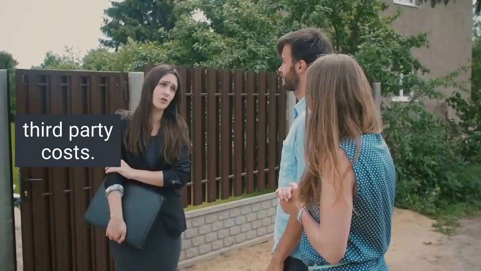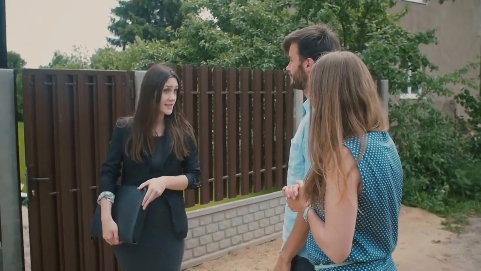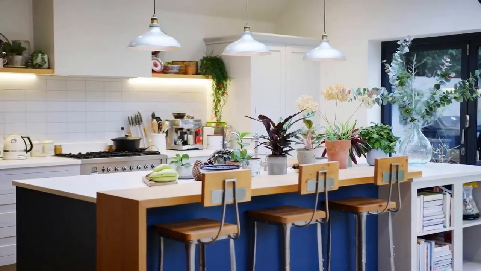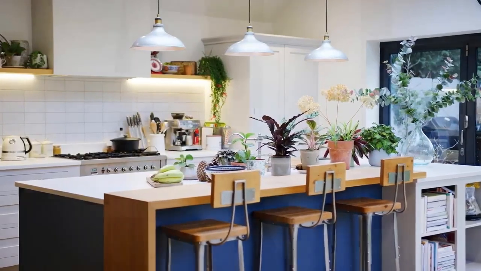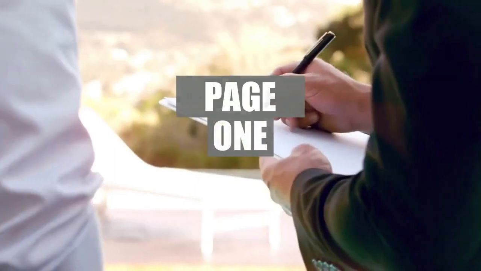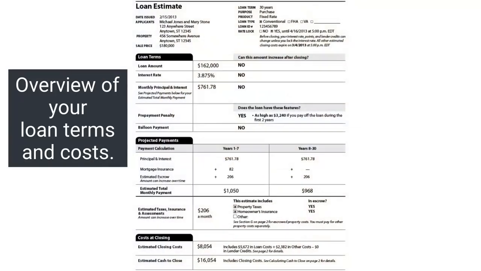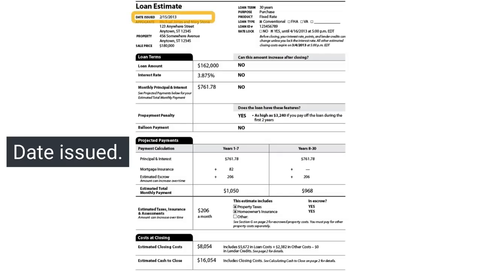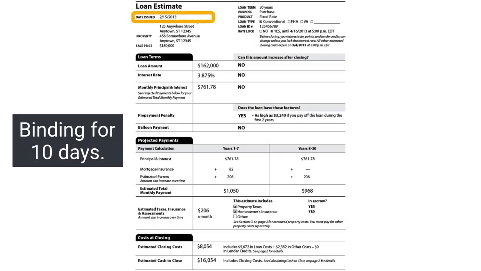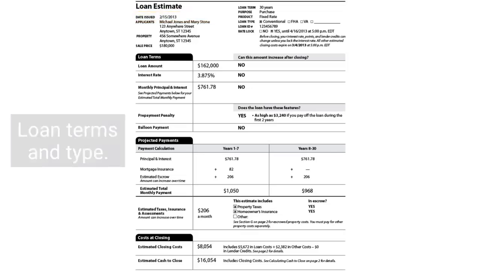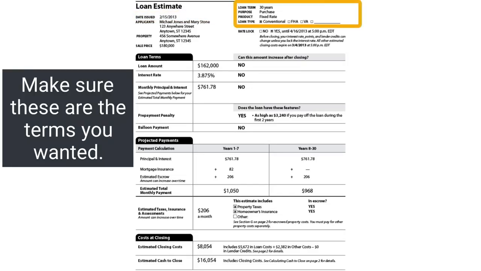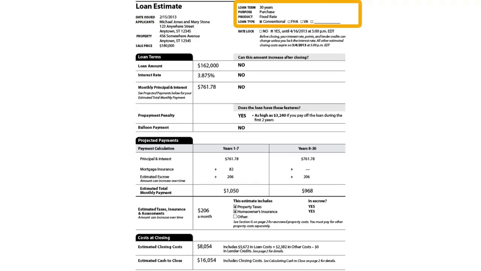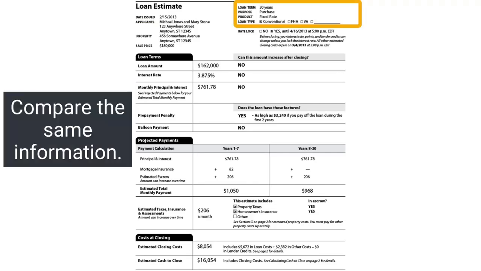While it's important to understand all the terms of your loan estimate, there are a few key sections you'll want to pay special attention to. Page 1 of the loan estimate is an overview of your loan terms and costs. You'll want to pay special attention to the date issued. The LE is only binding to the lender for 10 days after this date. Loan terms and type. Make sure these are the terms you wanted and that all loan estimates you compare show the same information. Interest rate.